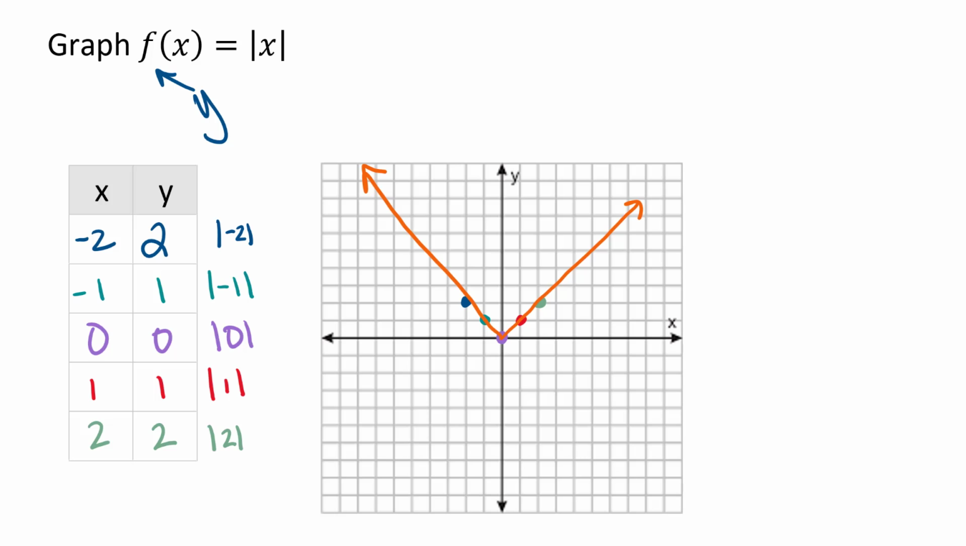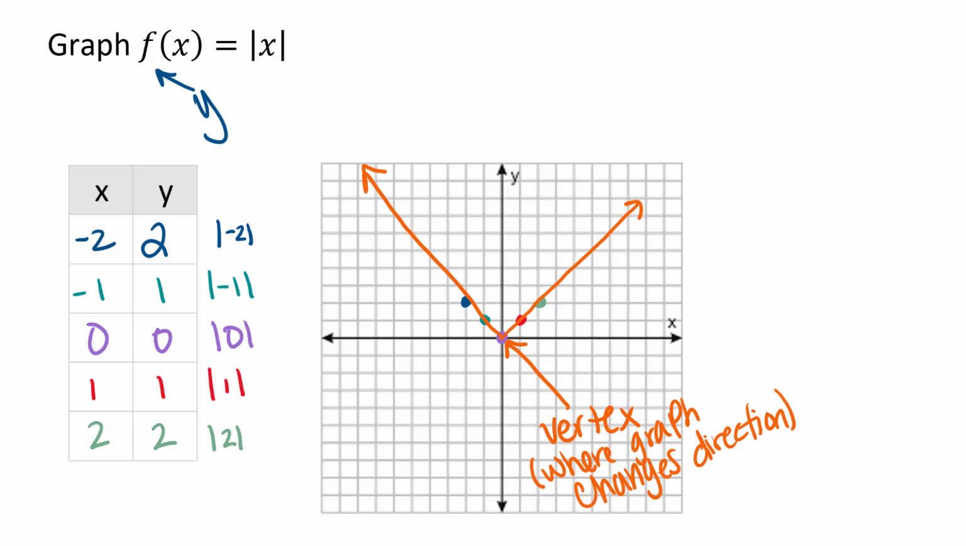Now, what's super important for us to also know is that this purple point here at 0, 0 is called the vertex. It is not called the vertex because it's located at 0, 0. It is actually called the vertex because it is the point where our graph changes direction. So anytime we have a graph from here on out where it changes its direction, it starts going a different way, that's going to be the point called the vertex. So let's go ahead and do another problem.